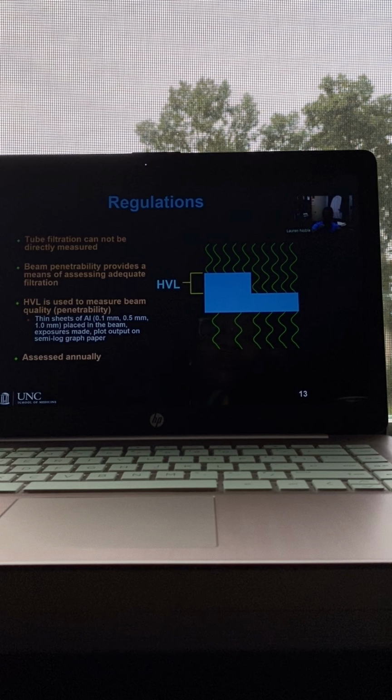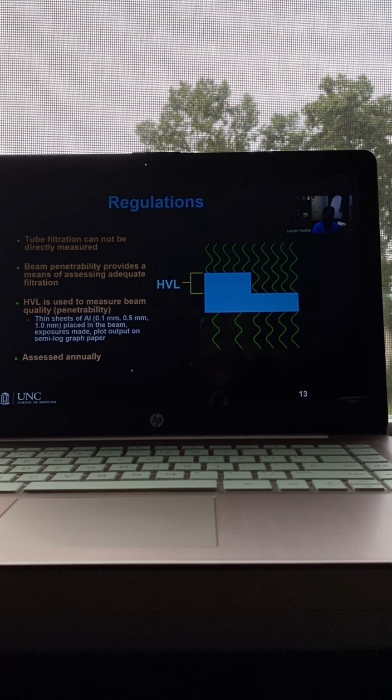And then they do these plots on semi-log graph paper. They'll plot these dots that represent the different energies. And then they connect the dots and interpret what this curve looks like. It ends up yielding information about whether or not there's the appropriate amount of filtration in that beam. And it is assessed annually. So this is a test that they do annually.